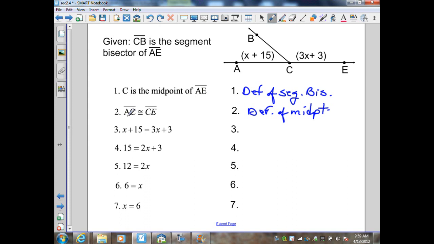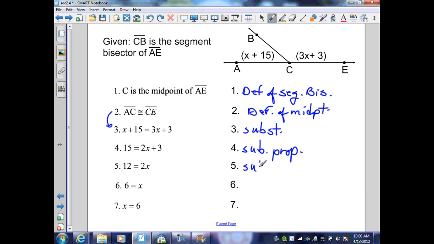I know that the measure of AC is given to be x plus 5, and the measure of CE is 3x plus 3. Therefore, from step 2 to step 3, they just replaced those values. That is substitution. Now we have an algebraic expression that we need to solve. Here, they subtracted x on both sides. So step 4 is the subtraction property. From step 4 to step 5, they subtracted 3 on both sides. Again, the subtraction property.